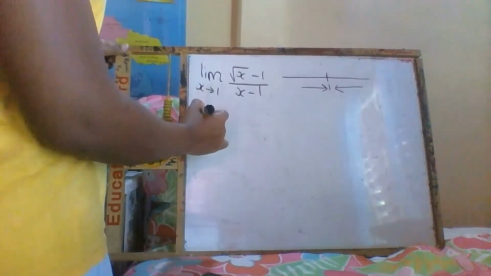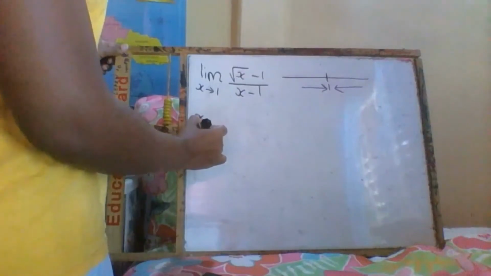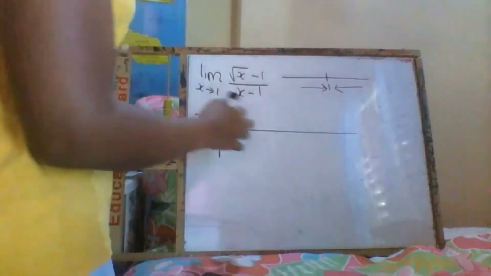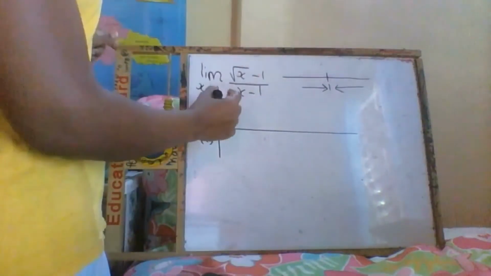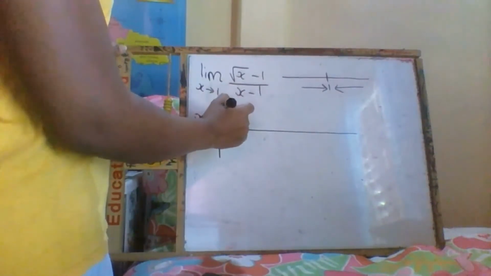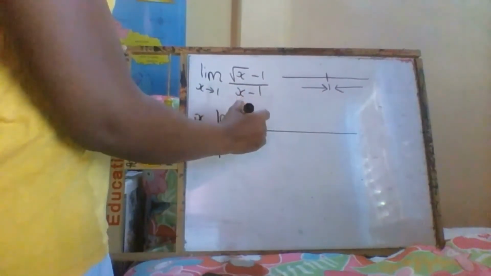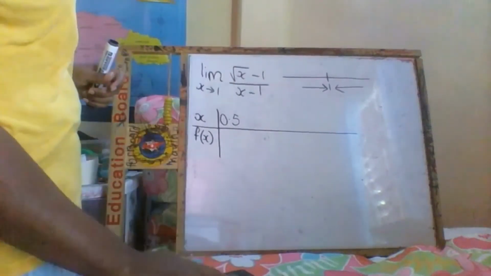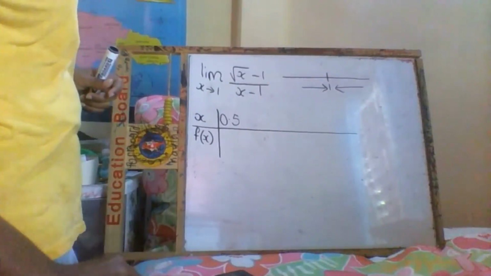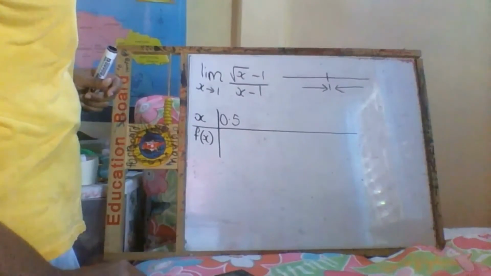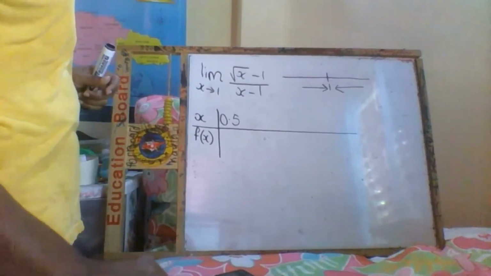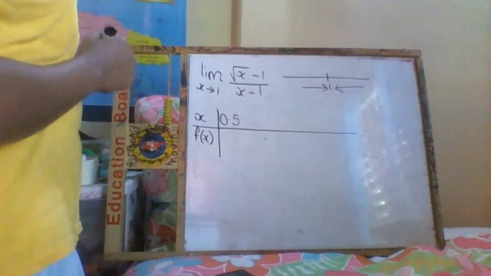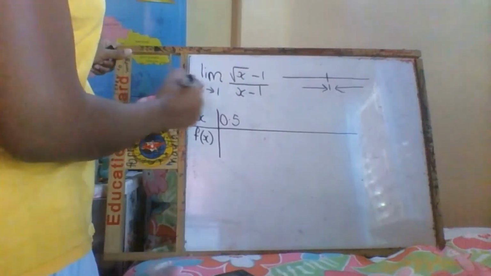So let's say x and my f of x. I'm going to start by plugging in values from the left. So I'm going to plug in, let's start with 0.5. So we're going to take 0.5, and wherever there's an x in this function, we're going to plug 0.5. So square root of 0.5, take away 1, divided by 0.5, take away 1. And we end up with 0.586.